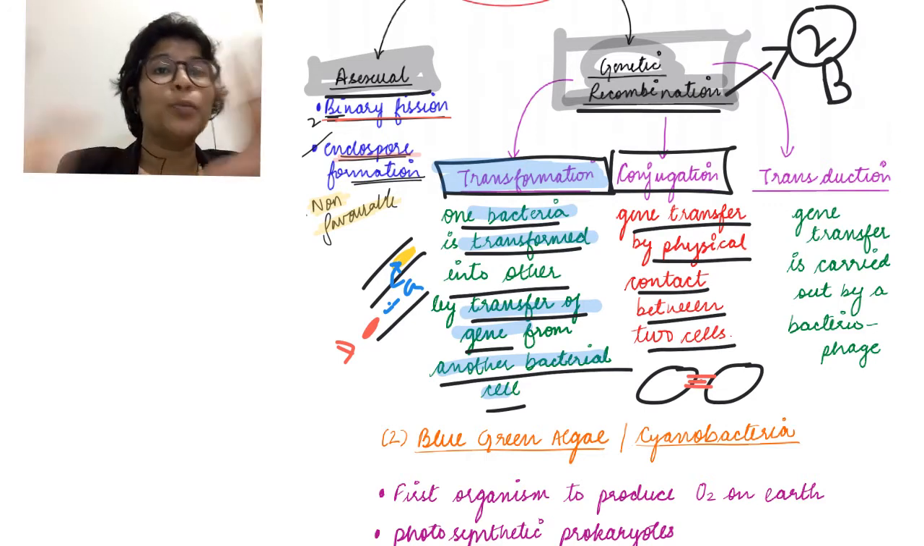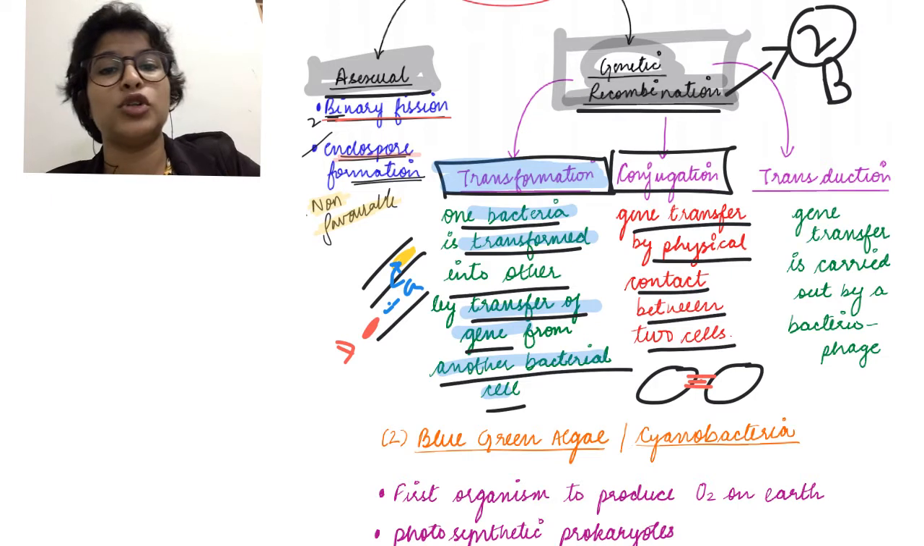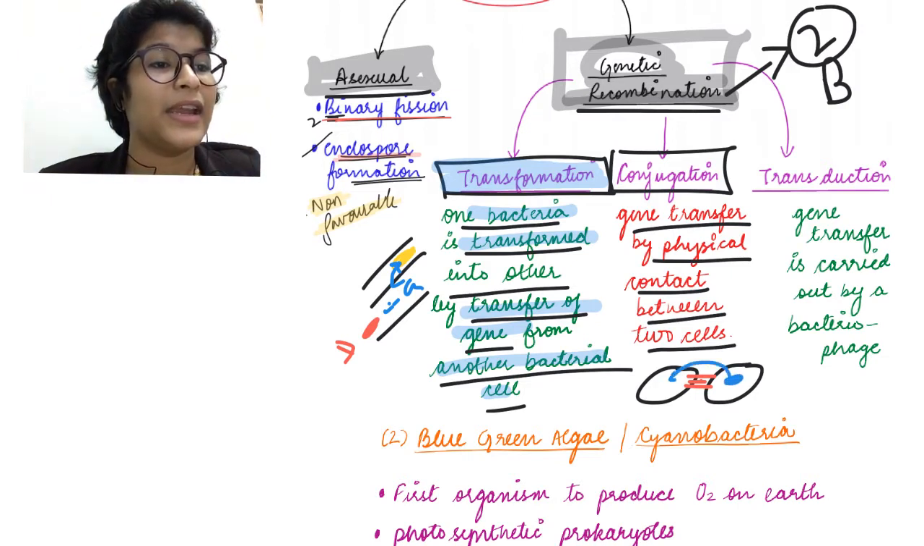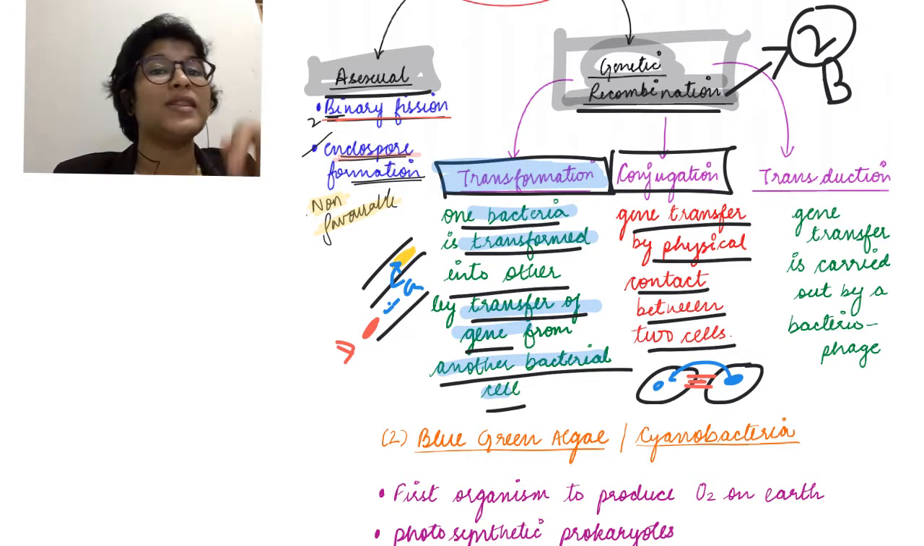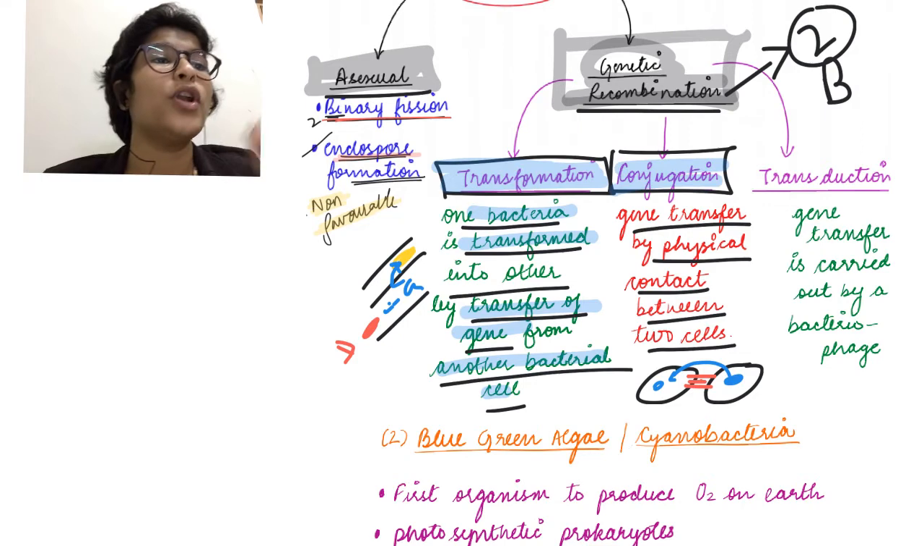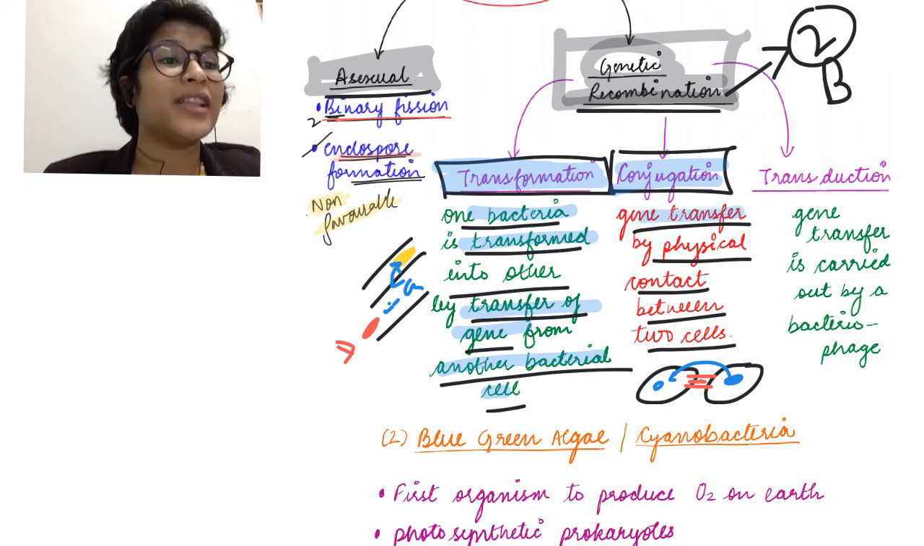Pili function like a tube. So this tube allows the genetic content to be transferred from this bacteria into this bacteria. That is the function of pili, and this process is called conjugation, that is, gene transfer by physical contact between these two cells.